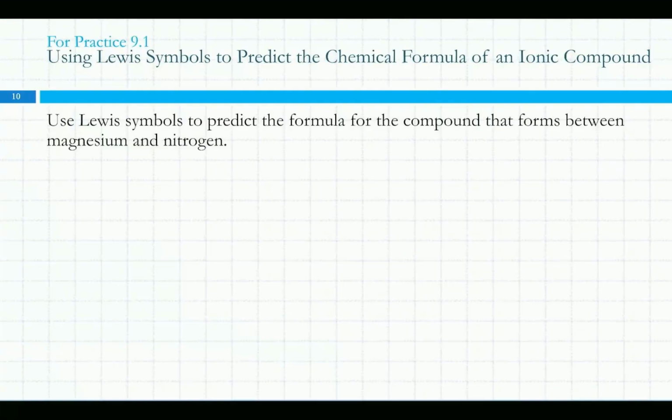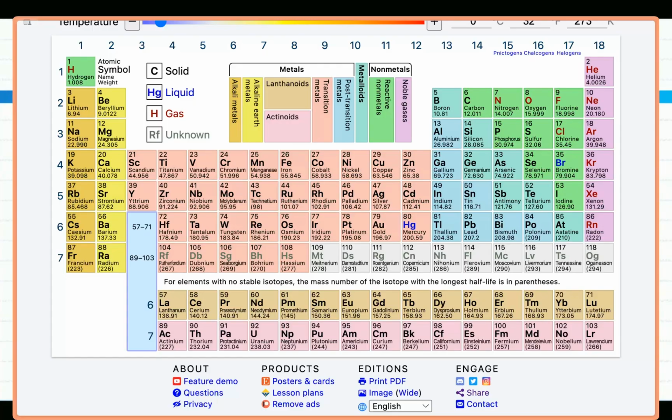So this is what's always going to happen for ionic compounds. And we can use Lewis structures to predict the formulas for ionic compounds, just using this basic idea that they're trading electrons. So how many valence electrons does magnesium have? The fast way to figure that out is to look at the periodic table. For main group elements, the number of valence electrons is the same as the main group column number. So magnesium's in 2.